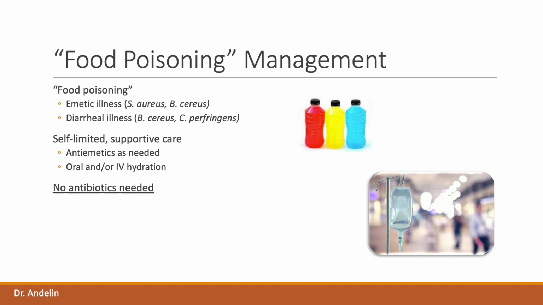As we already noted, food poisoning can cause emetic disease, as in the case of Staph aureus and Bacillus cereus, or diarrheal disease, as in the case of Bacillus cereus or Clostridium perfringens. Note that all three of these food poisoning cases are caused by gram-positive bacteria. As most cases of food poisoning are self-limited and resolve on their own, management predominantly involves supportive care. This can include as-needed antiemetics, oral rehydration with electrolyte solution, and intravenous fluids when necessary for dehydration. Typically, antibiotics are not needed.